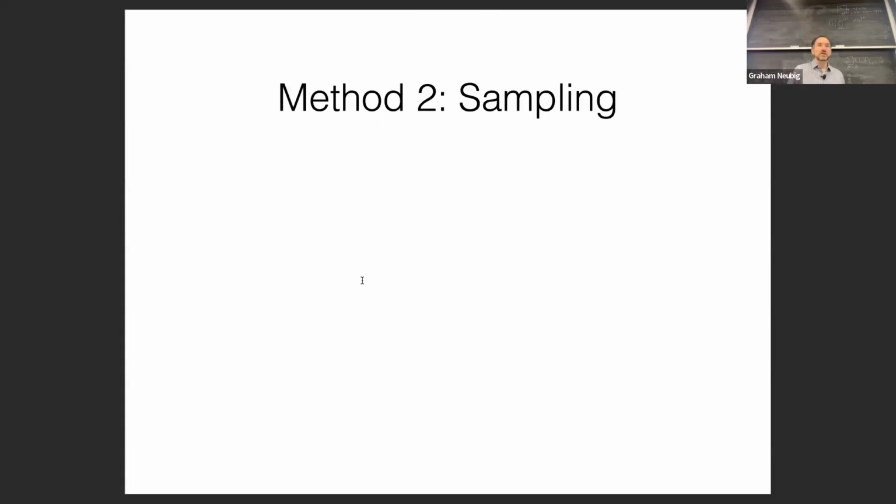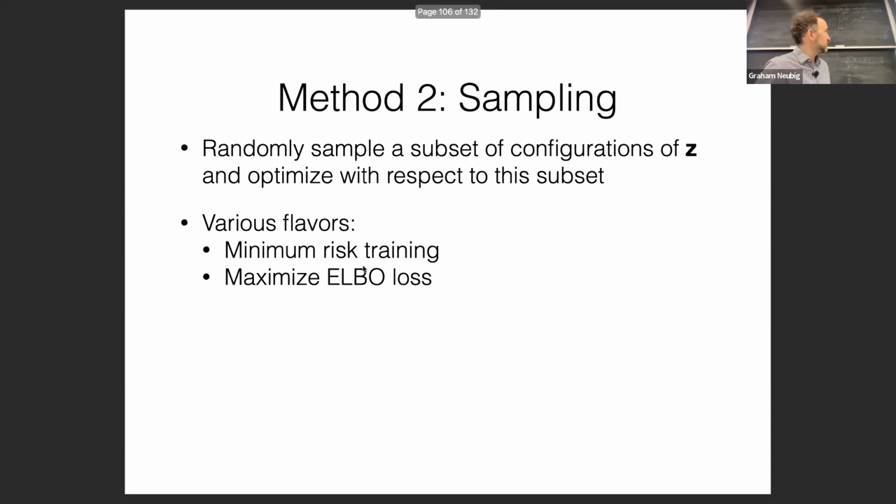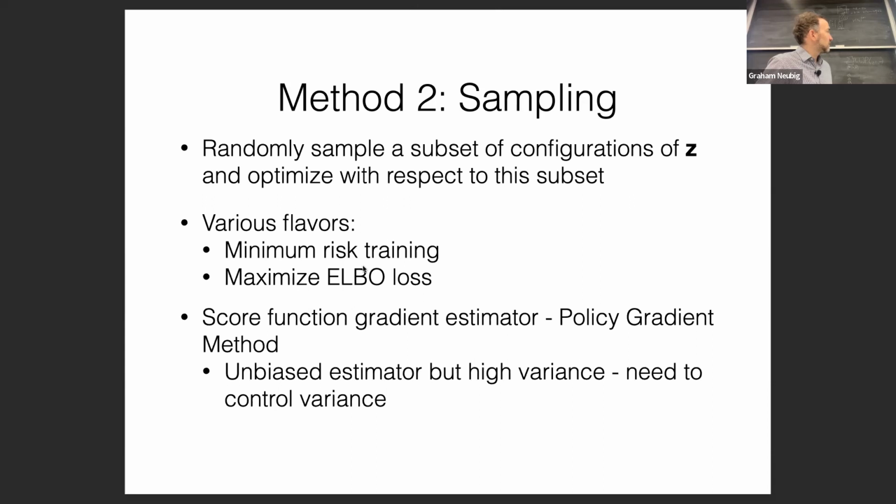However, in most interesting cases, that's not going to be the case. We're going to have a very large number of variables. And so we can also randomly sample a subset of configurations of Z and optimize with respect to the subset. There's various flavors of this. All of these are essentially similar to the things that I talked about in the last class. So we can use a reinforcement learning style thing like policy gradient or REINFORCE to try to learn these.